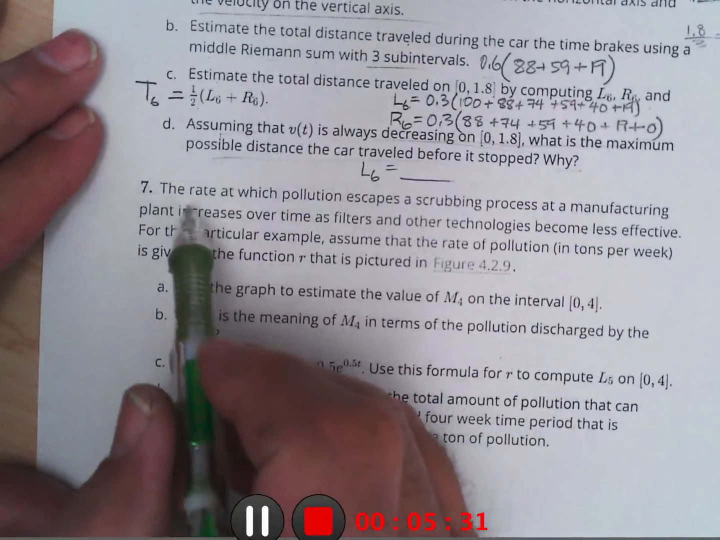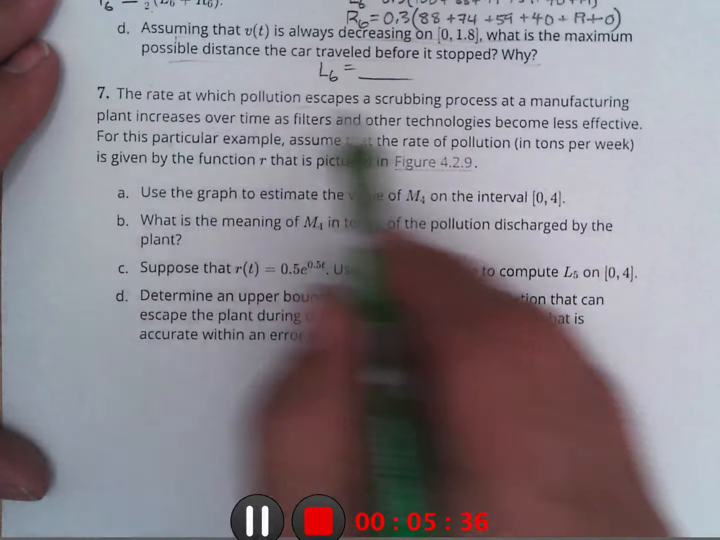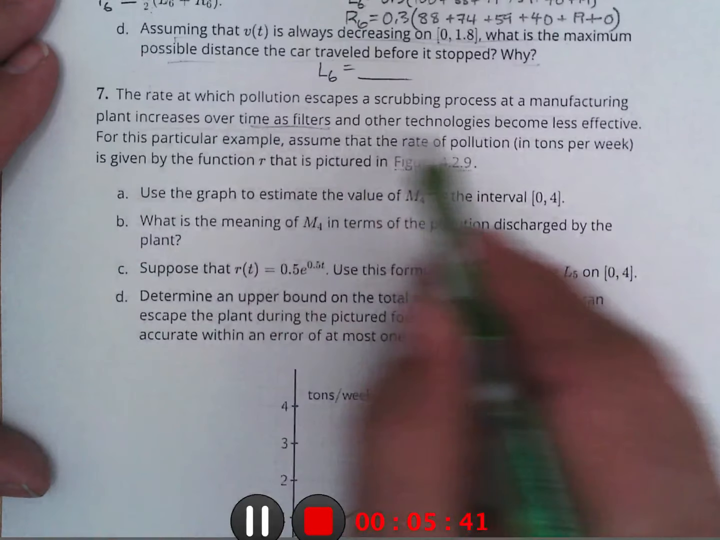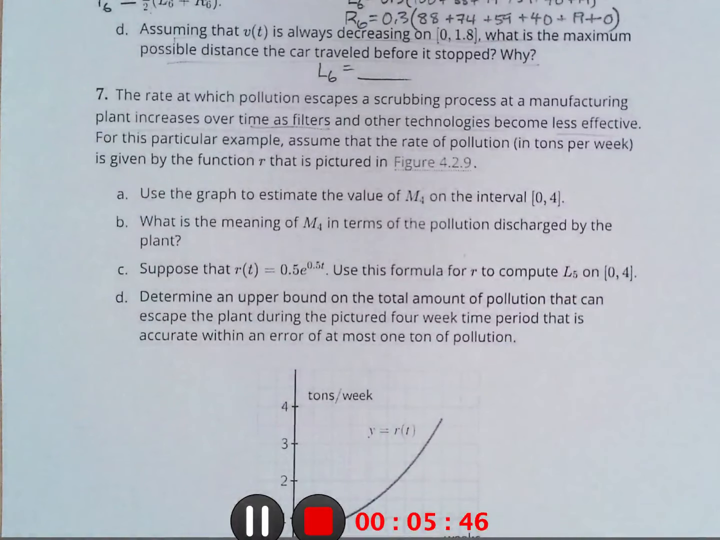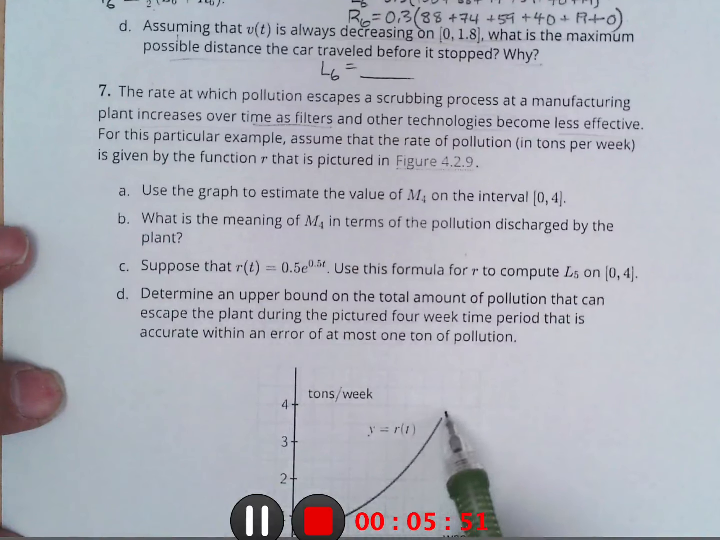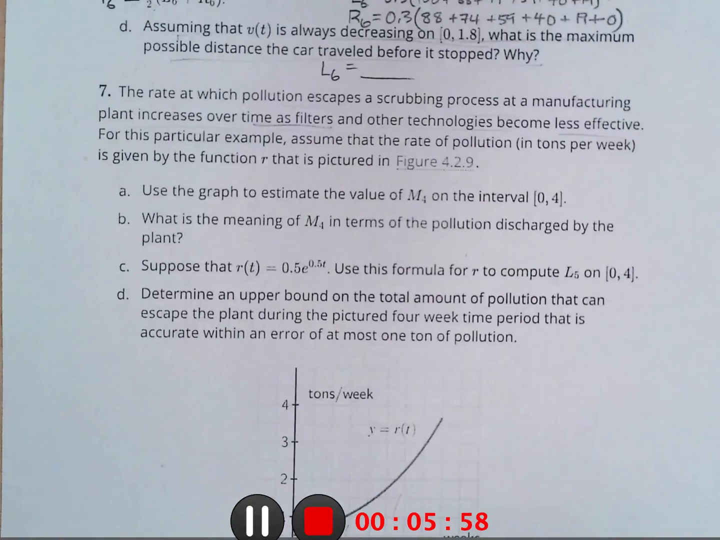The rate of pollution that escapes from a scrubbing plant depends on how dirty the filters are and how other technologies become less effective. So the pollution that is escaping, the tons per week, increases. The area under the curve would be how much tonnage actually escaped into whatever it's going into, rivers, streams, land, whatever.